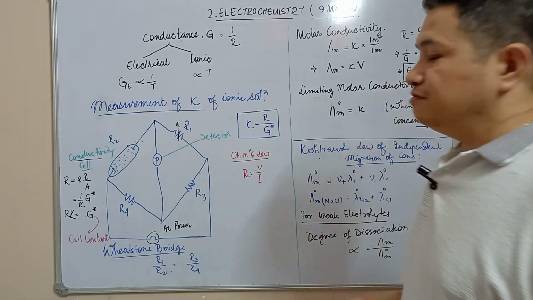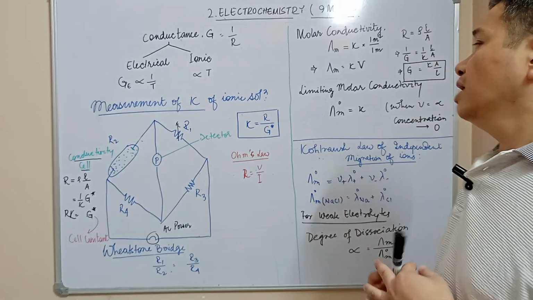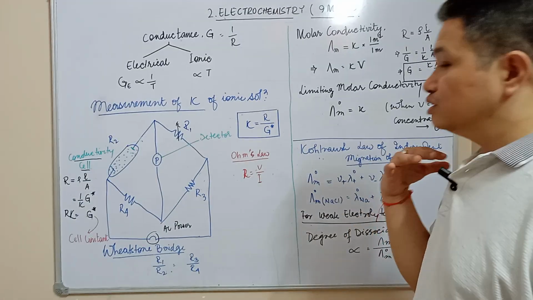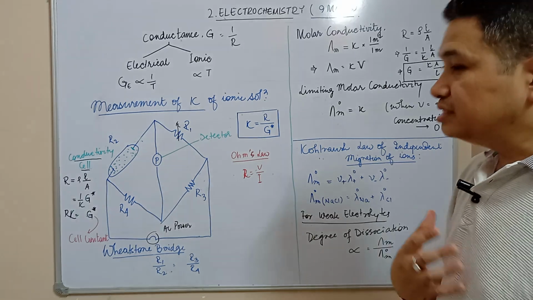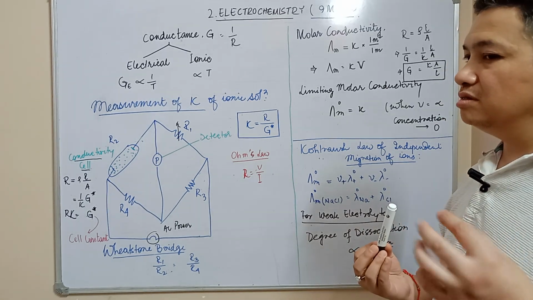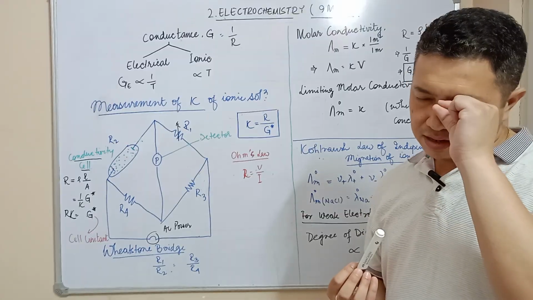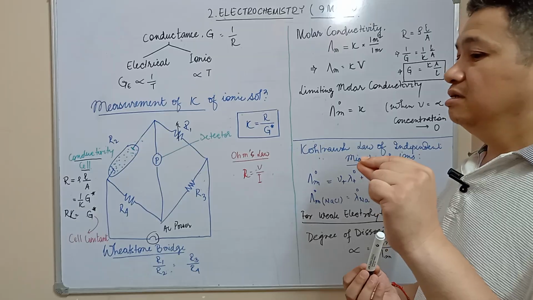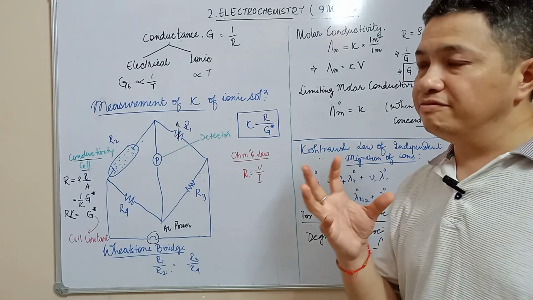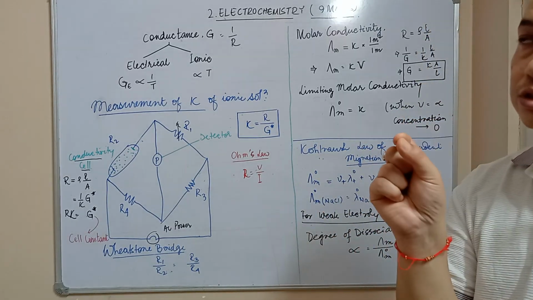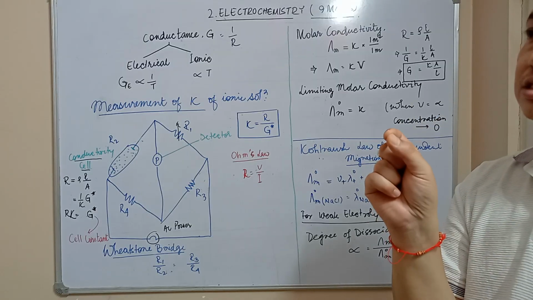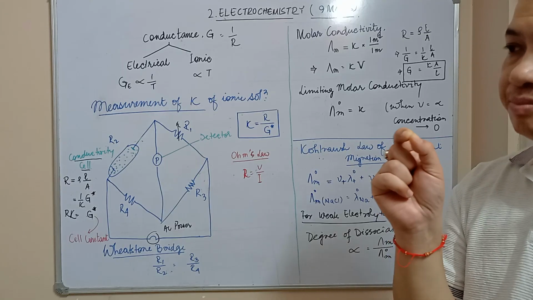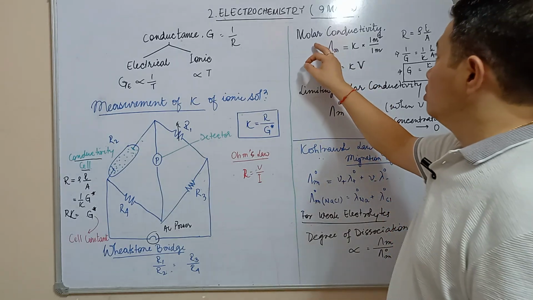And what is molar conductivity? For a particular ionic solution, as the temperature or the concentration changes, its conductivity changes. But there should be some property of the ionic solution which does not change. That particular quantity is called molar conductivity.